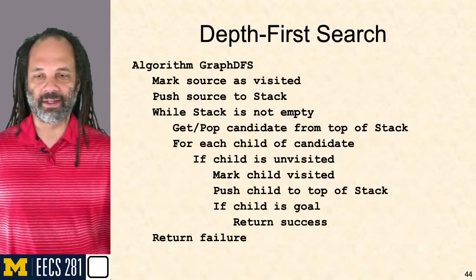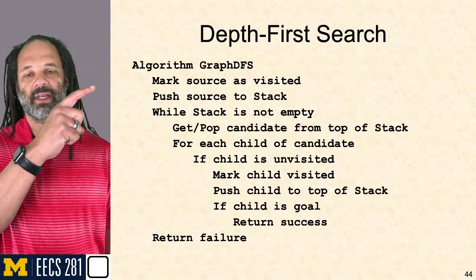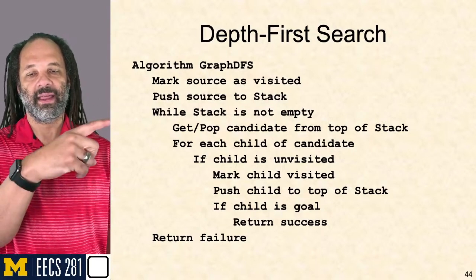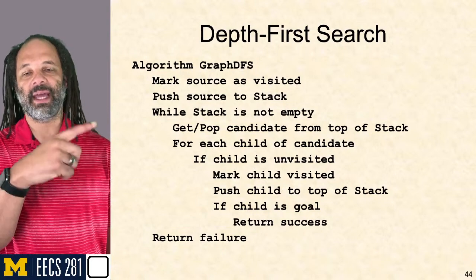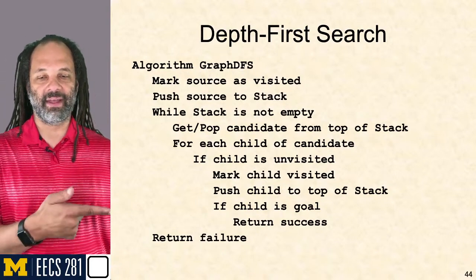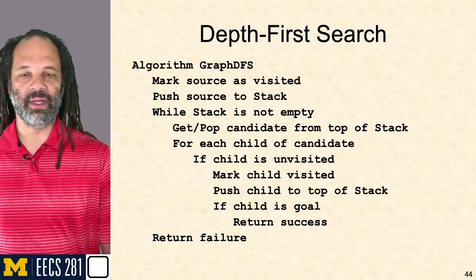Here's project 1, written for you in pseudocode. Mark the source as visited, push the source to a stack. That's me seeding the container. Then as long as the stack isn't empty, keep taking candidates out and investigate everything around that candidate. If I find the candidate, win. All right, that's depth first search, that's P1.